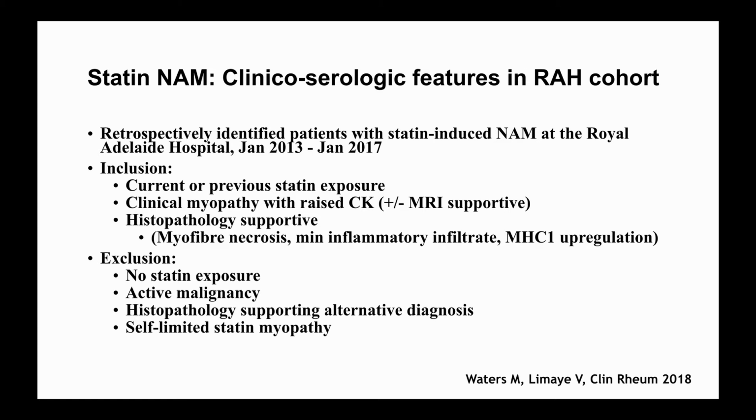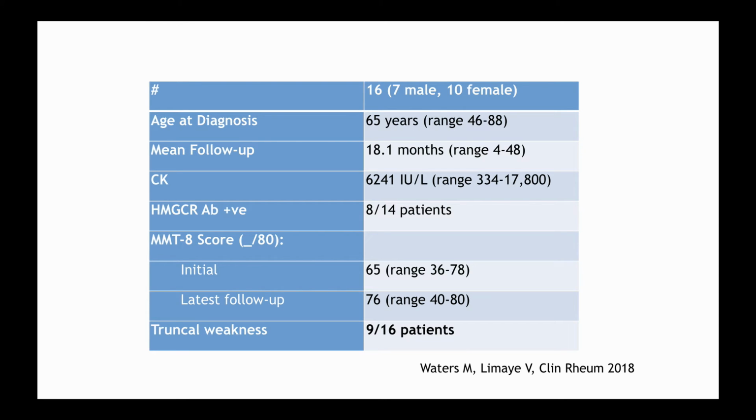We excluded patients who had not had prior statin exposure, who had active malignancies, where muscle biopsies supported an alternative diagnosis, and we did not include patients who had self-limited statin myopathies. We identified 16 patients, 7 male, 10 female. Average age of diagnosis was 65. I've shown some of the other features here.